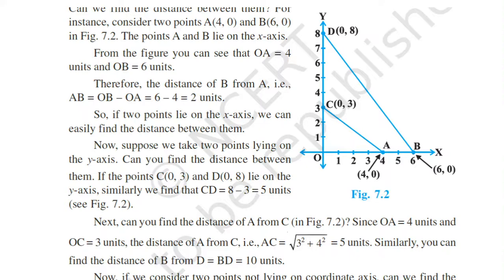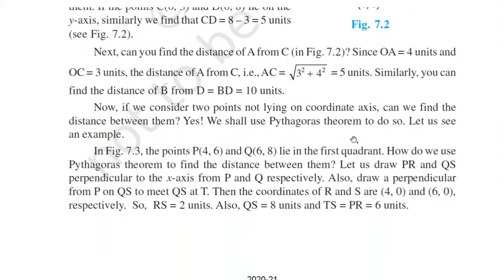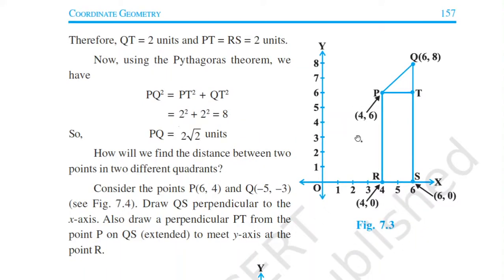Now, we will move to another type of example. Look at it, a very nice example. Here you can see the coordinate of P is given, and coordinate of Q is given as 6, 8. You have to find the length of PQ. Very nice. So what will we do? We have to draw something. Draw PR, this line, and QS.